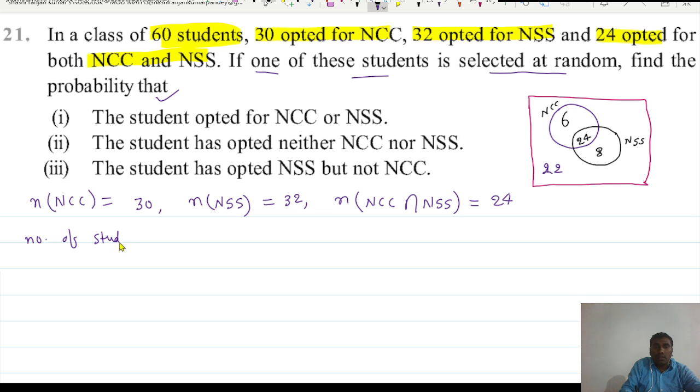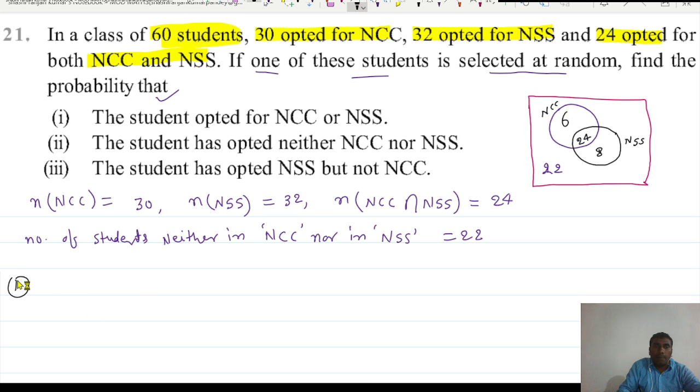And the number of students that are neither in NCC nor in NSS, let me write in words, you can write in symbolic form also. So number of students neither in NCC nor in NSS, that is equal to how many here? 22. Let us start solving the question now.